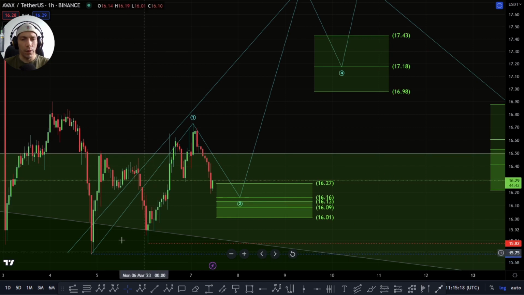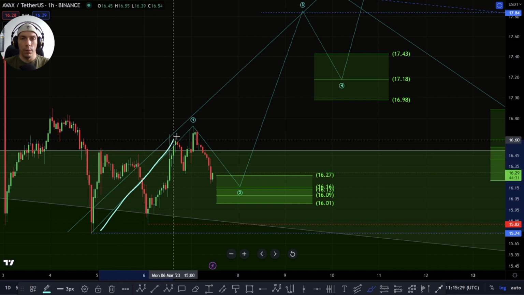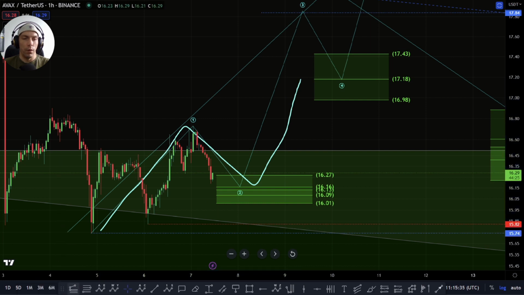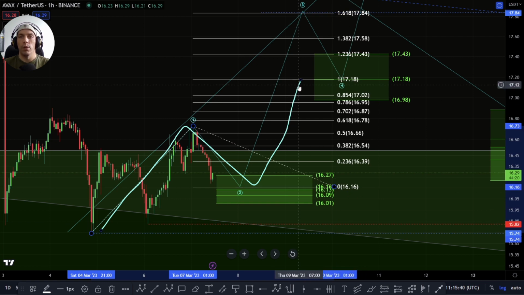So at the moment we just have either a diagonal or three wave corrective structure, and what we'd be looking out for here would be the potential to form this as an A, B, and a C, which would come up, and then potentially look to target out this zone of the 1-to-1, which would be off that 618, 1-to-1 would be the 1718.